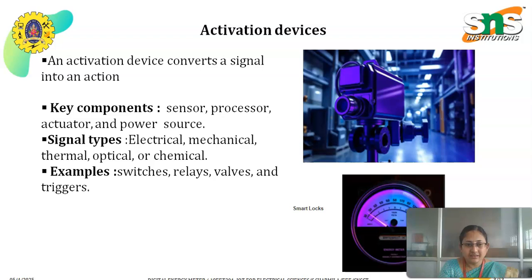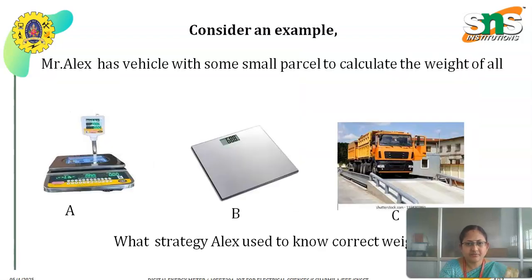The signal types used in activation devices may be input signals or output signals. The signals mostly used are electrical, mechanical, thermal, optical, and chemical signals. Examples of activation devices are switches, relays, valves, and triggers. Now let us consider an example.